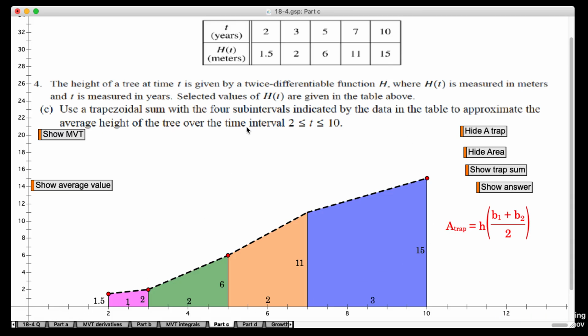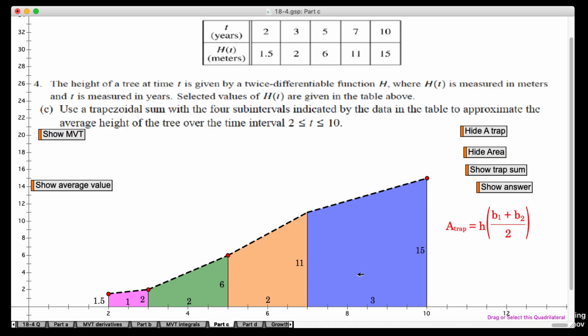The heights are the change. So this one goes from 2 to 3, so its height is 1. This one goes from 3 to 5, so its height is 2. This one goes from 5 to 7, so its height is 2. And this one goes from 7 to 10, so its height is 3.